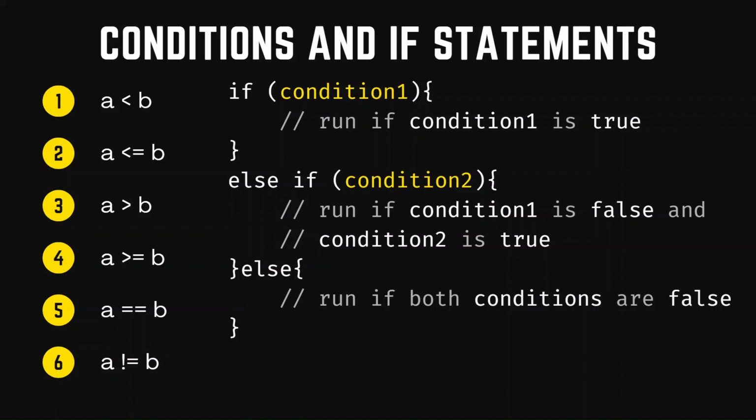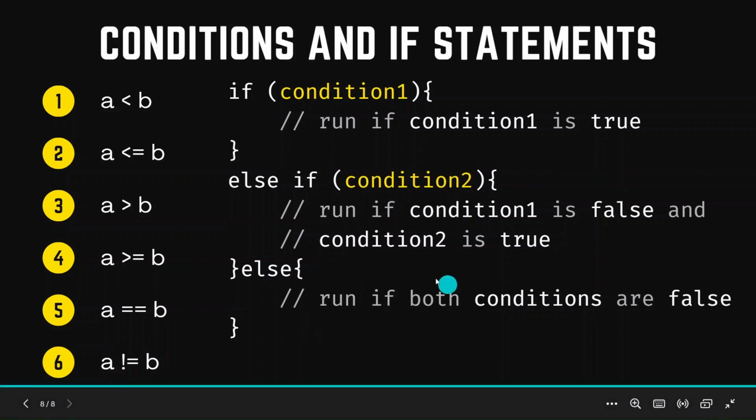Use an else-if statement to specify a new condition if the first condition is false. So here, if this condition is false, then it will test another condition. And if this condition is true, it will run this code. And if this condition is false, again, it will run this code.